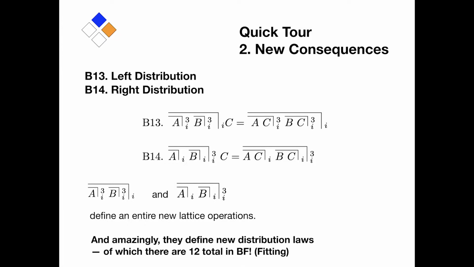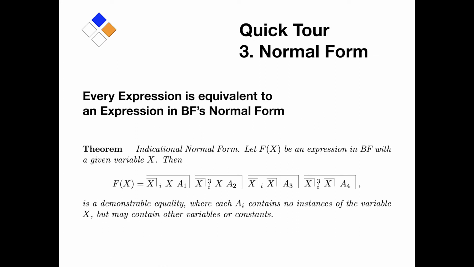There are also two new distribution laws that I call left and right distribution. In fact, this calculus has a total of 12 distribution laws that are satisfied, but these two are the particularly interesting ones, and they play a role in the possible interpretations of this calculus. I mentioned a normal form.